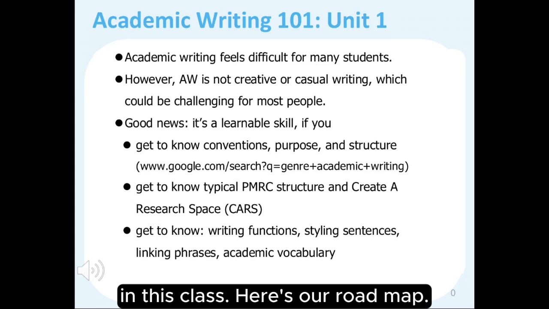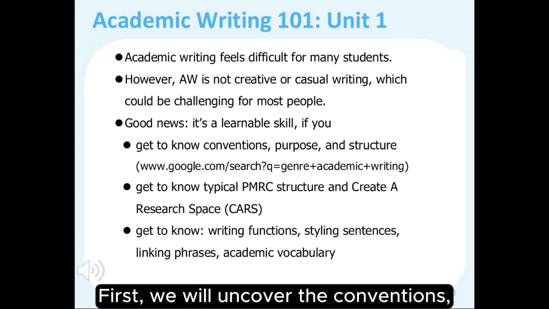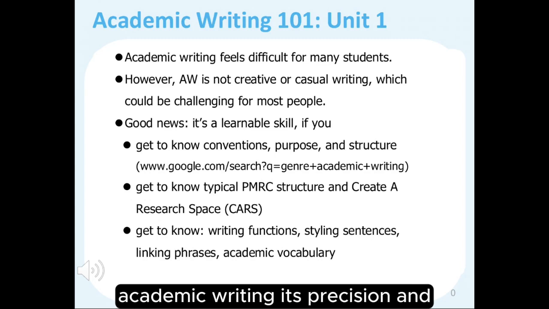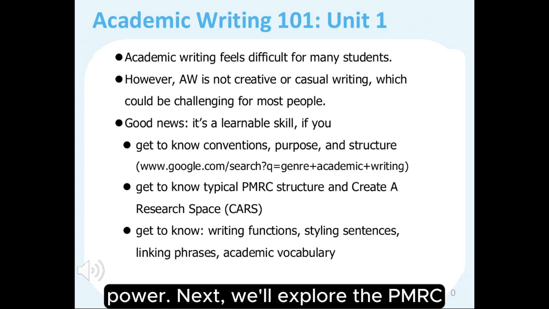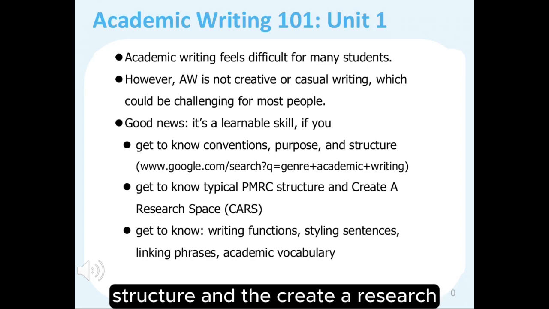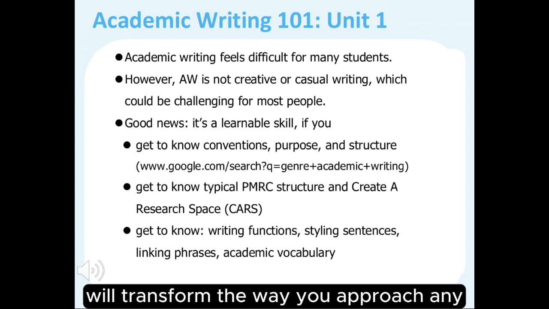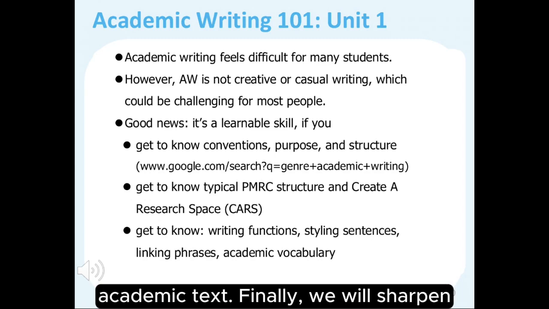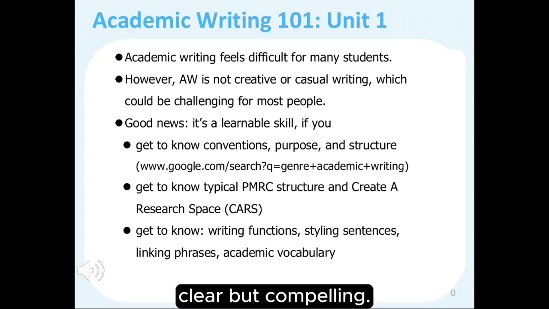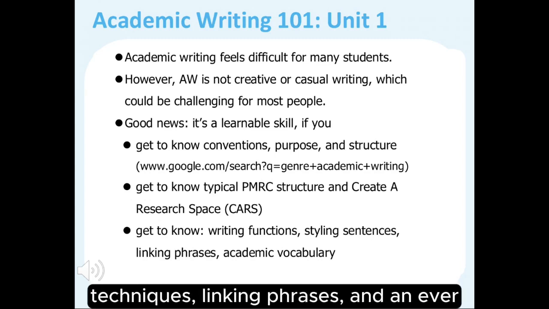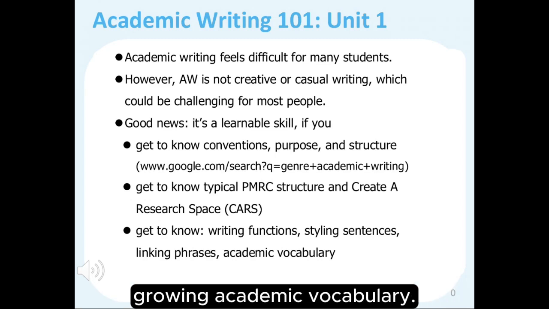Here's our roadmap. First, we will uncover the conventions, purposes, and structures that give academic writing its precision and power. Next, we'll explore the PMRC structure and the Create a Research Space, CARS model, two frameworks that will transform the way you approach any academic text. Finally, we will sharpen the tools that make writing not just clear, but compelling. Sentence functions, stylistic techniques, linking phrases, and an ever-growing academic vocabulary.